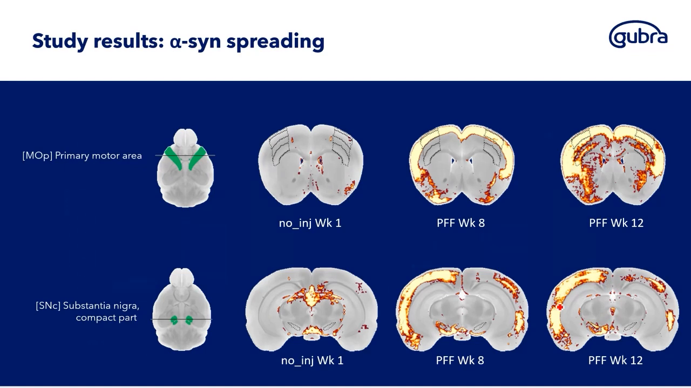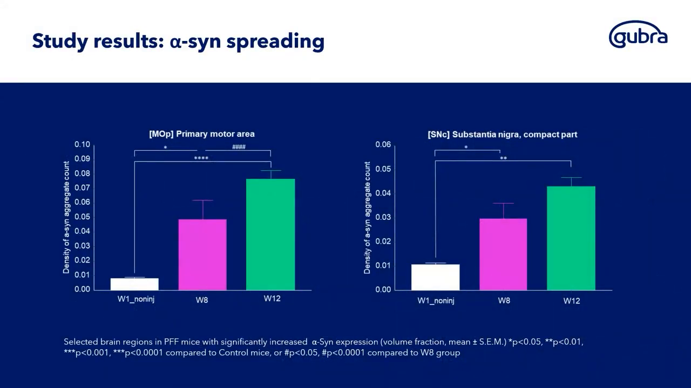Another way to represent these findings are with bar plots, as shown here. So here we counted the number of objects with alpha-synuclein in different brain regions, and we normalized it by the area, the volume of these brain regions. So again, you see the same picture, that after 8 weeks, the spreading has increased compared to the non-injected group, and spread even more after 12 weeks. And this kind of wraps up the case study I brought for this webinar.